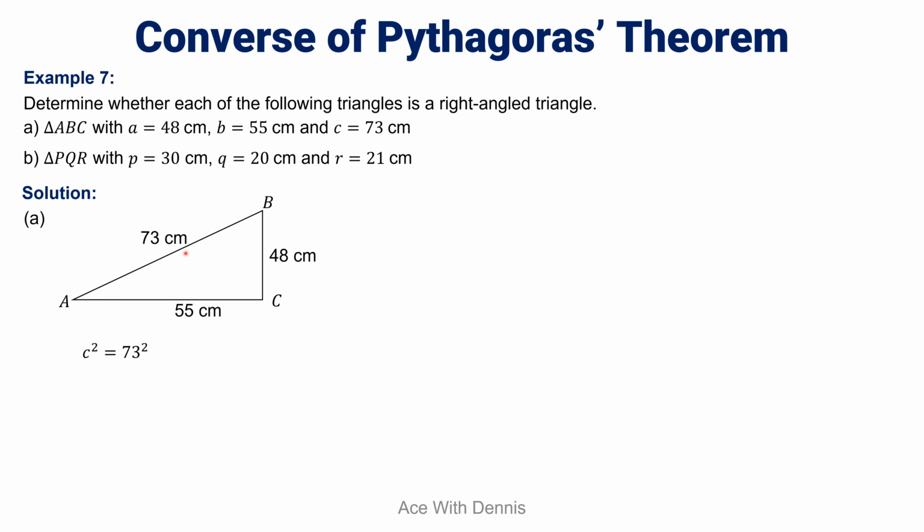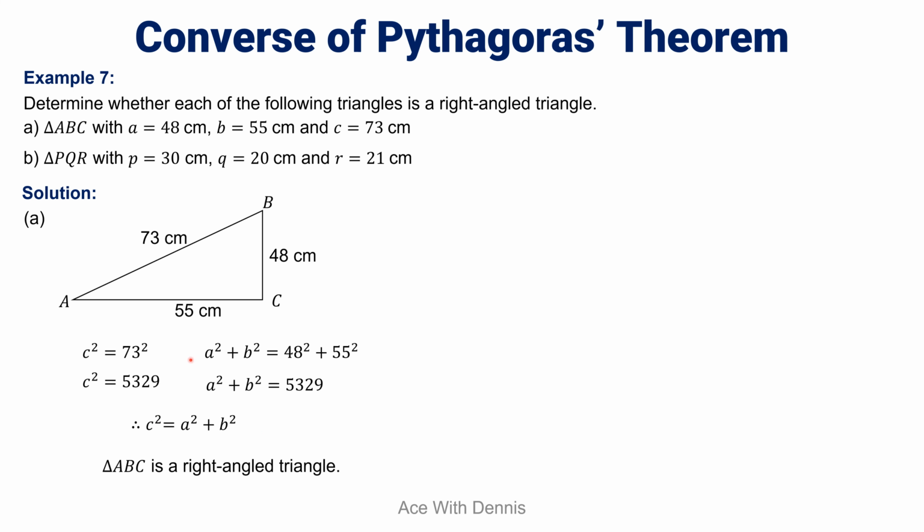So I will calculate the c square first, which is 73 square. The value is 5,329. Then I will calculate separately a square plus b square. For this case it is 48 square plus 55 square, which is 5,329. Then I compare these two values. Are they the same? For this case, yes, both are the same. Hence, I can conclude that c square equals a square plus b square. So from here, we can tell that triangle ABC is a right angle triangle. So this will be 90 degrees here.